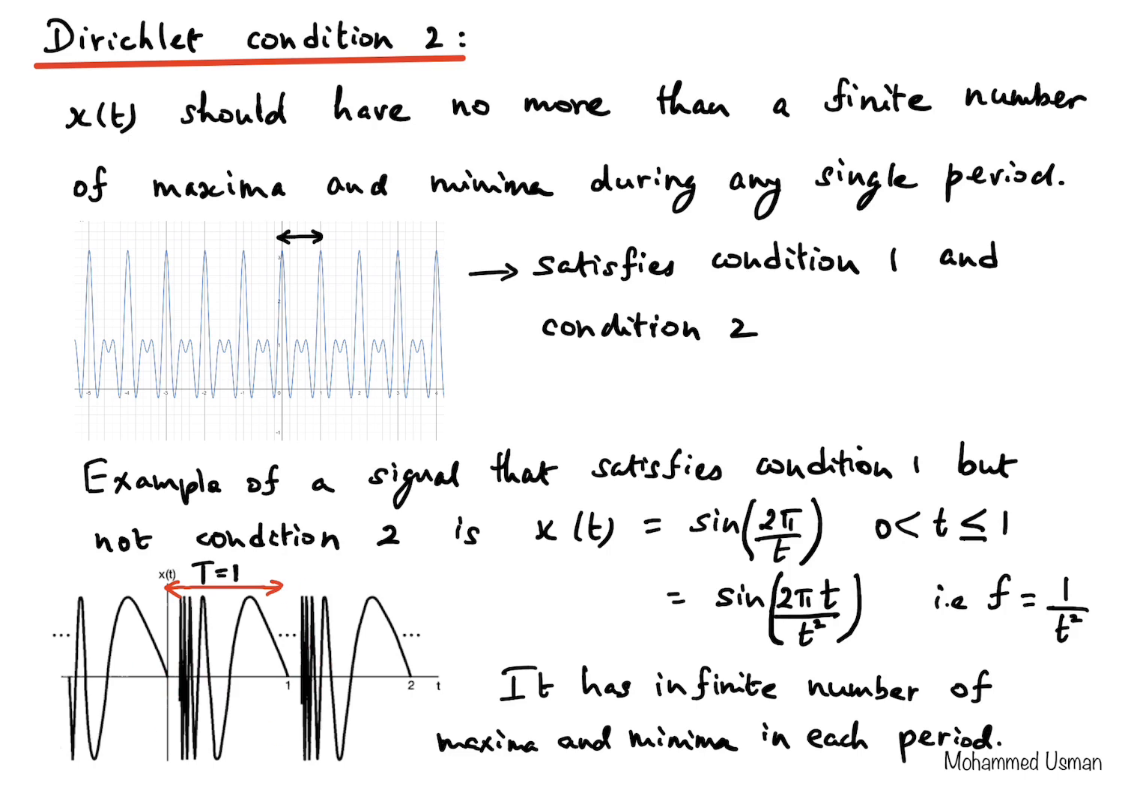But it has infinite number of maxima and minima in each period. So this is an example of a signal that does not satisfy the Dirichlet condition number 2, which is that the signal should have a finite number of maxima and minima during any period of the signal.